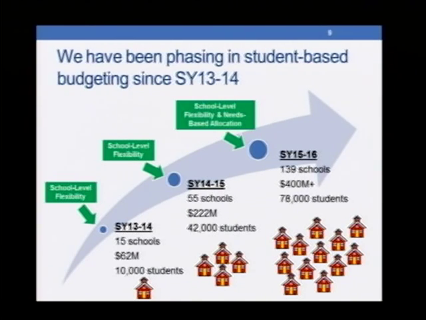They represent over $222 million, over 42,000 students, where they have been through the process of school-level flexibility or school-based budgeting. And then we will transition to student-based budgeting next year with all of our schools. This will provide both the school-level flexibility as well as the needs-based allocation through the SBB process. It'll be 139 schools, over $400 million, and represent 78,000 students.